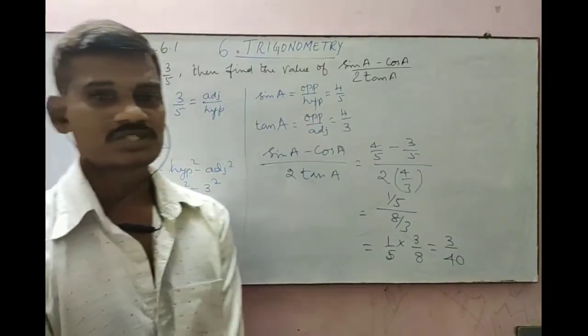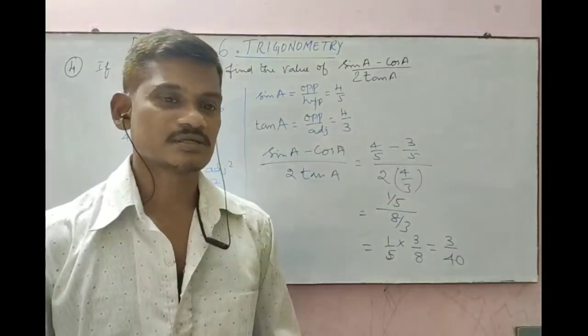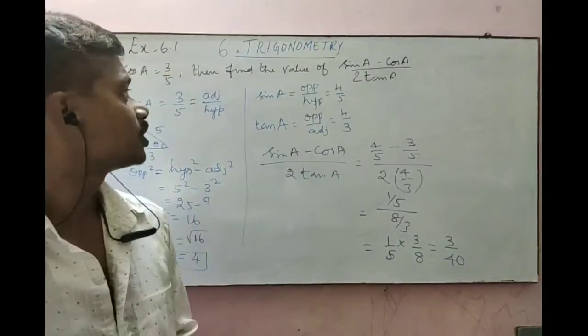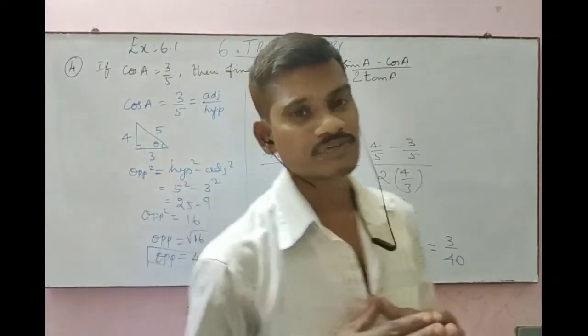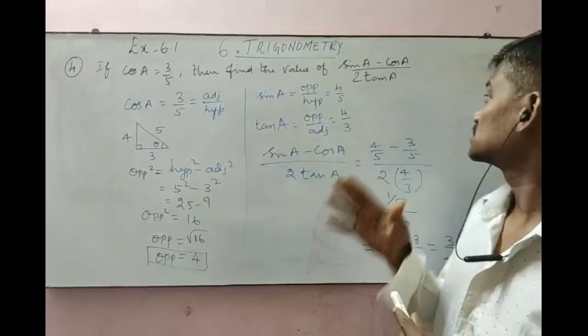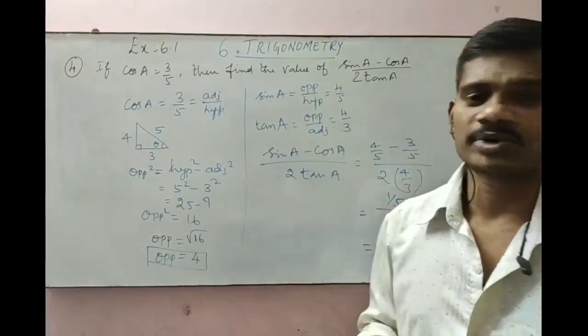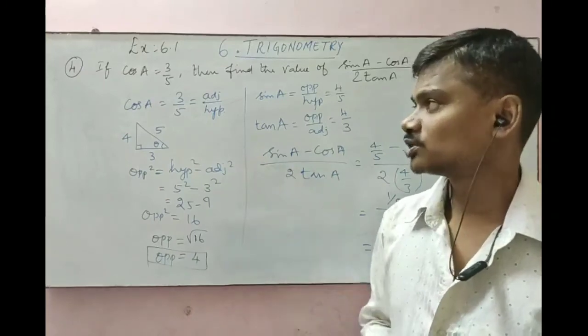Okay students, with this we will wind up today's class. I hope you understand the problems. You have to learn the formula given to you thoroughly. Study the formulas of the 6 trigonometric ratios thoroughly, and then do the sums.